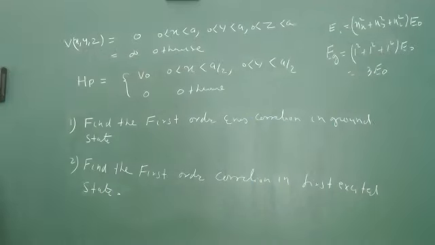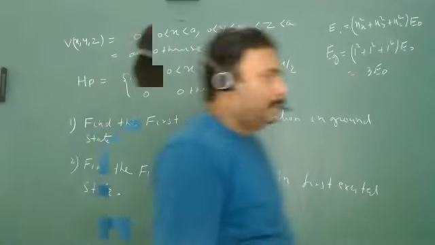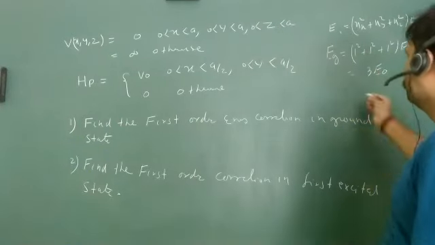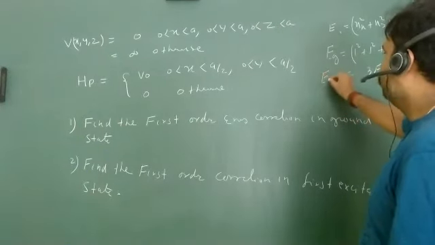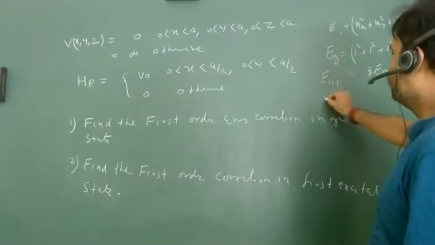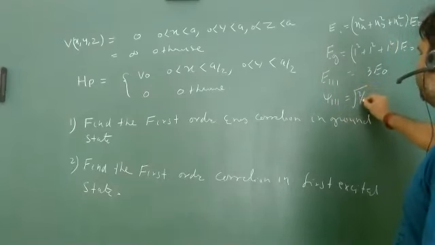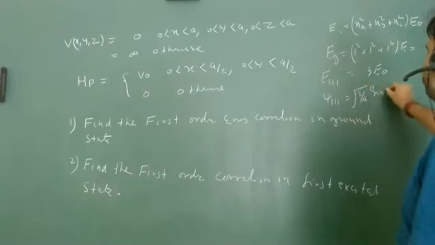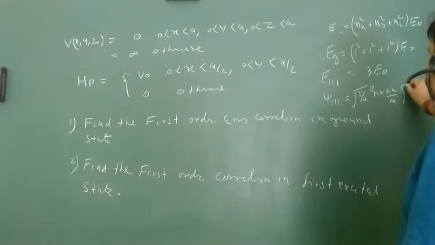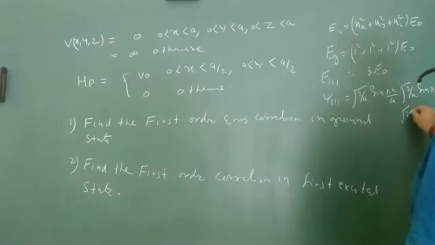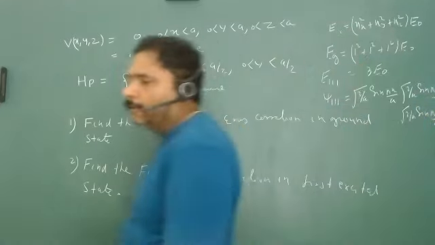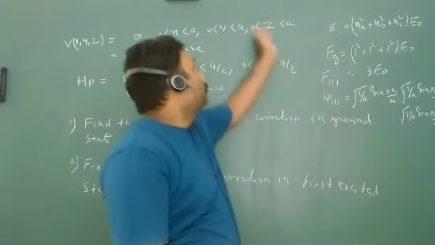Degenerate, sir. This is degenerate. Where is degeneracy? This is non-degenerate. So what is the non-degenerate eigenvalue? This is E111. What is the eigenvector? E psi 111 is equal to root 2 by a sine pi x upon a, 2 by a sine pi y upon a, and 2 by a sine pi z upon a. This is the eigenvector, and 0 otherwise.